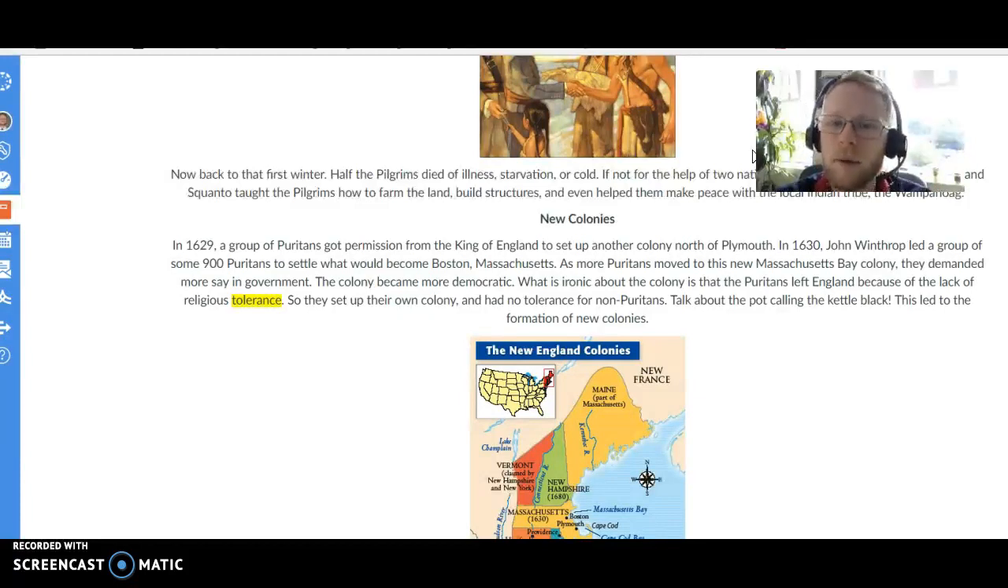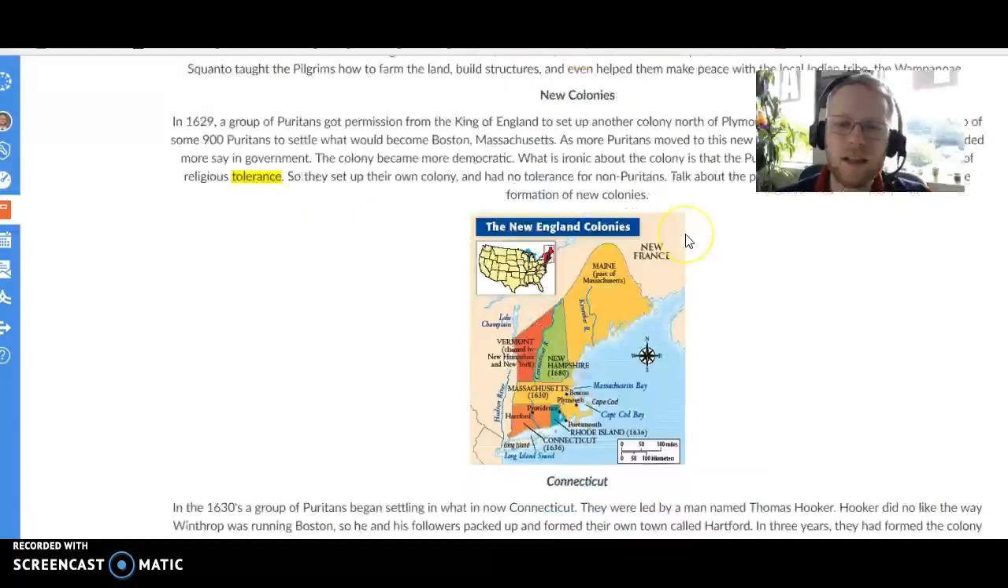What's ironic about the Massachusetts Bay Colony is that the Puritans left England because of the lack of religious tolerance, and then they set up their own Massachusetts Bay Colony, which was like the most intolerant of the colonies. They abhorred non-Puritans. Talk about the pot calling the kettle black. This strict intolerance led to the formation of a lot of the other New England colonies.